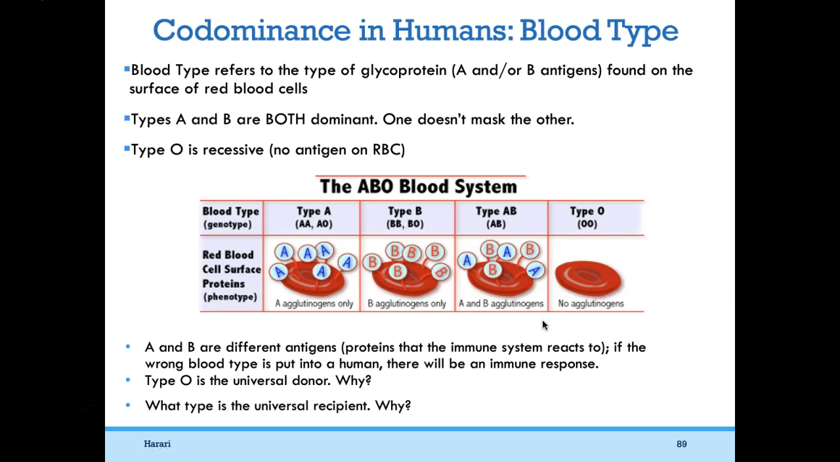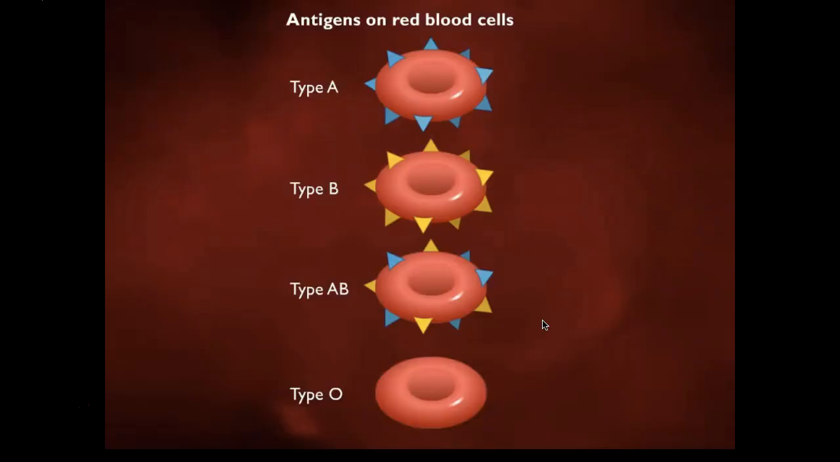What type do you think is the universal recipient? So what type can receive blood from any other type? Right? That would be type AB. So AB can receive B blood, A blood, or type O blood because it already has all of those antigens. So I'm going to take a second. I want you to just be familiar with blood typing in this video right here.